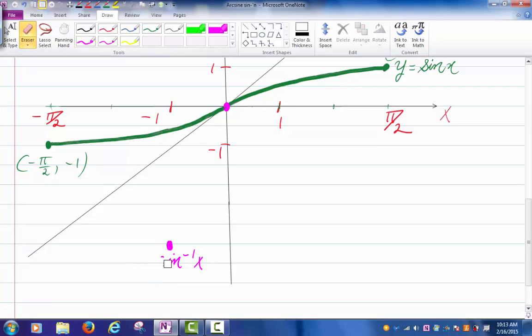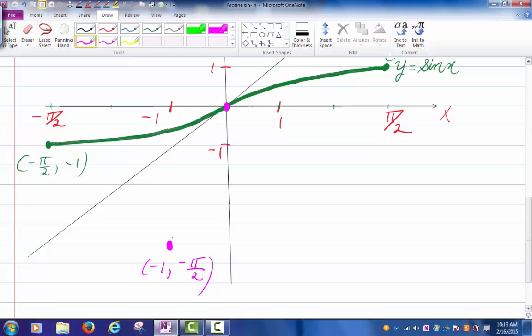Let me actually delete what I wrote here and highlight the fact that this is the point negative 1 comma negative pi over 2. What's the domain of the inverse function here? Negative 1 to 1, right? So I have the interval from negative 1 to 1, and the graph must be over that interval, right? Okay, so now if I look at the graph of the sine function between negative pi over 2 and 0, what would be the reflection of that? Well, the reflection of that would be something like this.